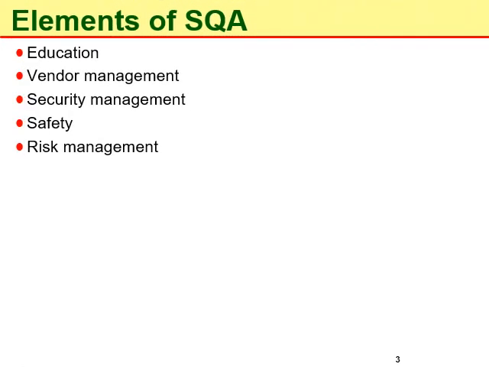The next SQA element is education, which means training of the employees. The employees may need training related to their roles. For example, training in the areas of quality assurance. Similarly, training related to project management, or training related to recent tools or technologies.